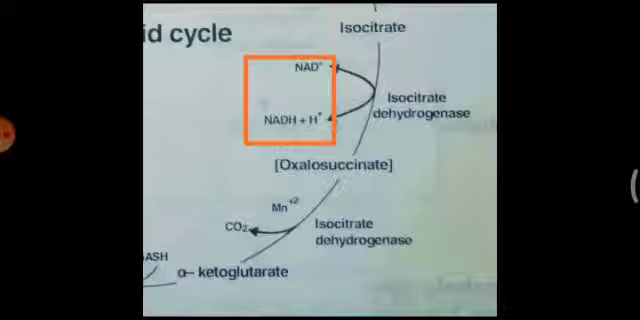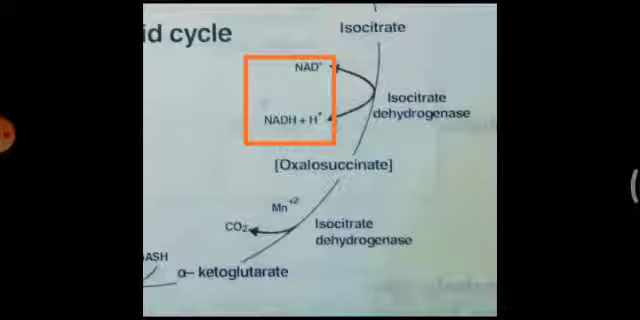And from which compound is it released or removed? Isocitrate. So the enzyme name is isocitrate dehydrogenase. The product obtained is oxalosuccinate. This is the fourth step. Next is the fifth step. Oxalosuccinate is converted to alpha ketoglutarate.